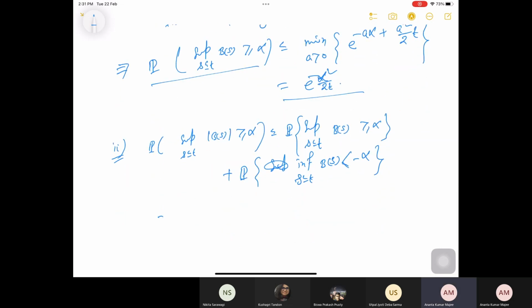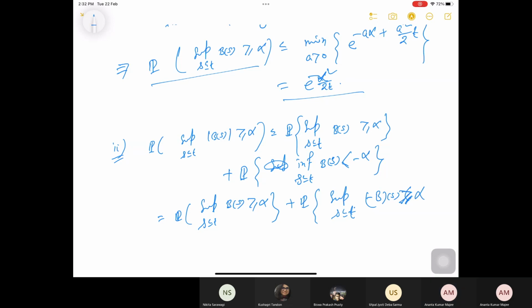Now this part I can put as it is: probability of supremum over s less than or equal to t of b of s greater than or equal to alpha, plus probability of these things. What I know is that the supremum over minus things should be the infimum. I can put supremum over s less than or equal to t of minus b of s, greater than or equal to alpha, because we are putting minus alpha. So if we put that minus thing, then the supremum over that part is greater than or equal to these things. Is it not? Because if omega is in here, then omega should be here, in this set.